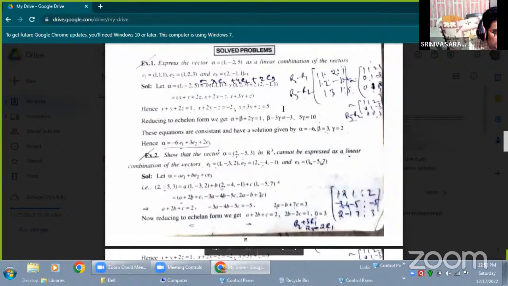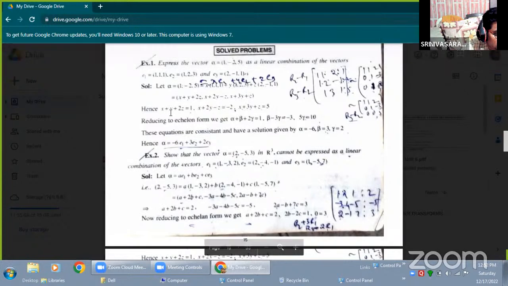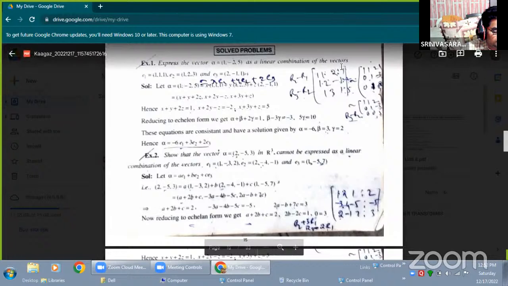Now, arrange these three equations in matrix representation. First write the coefficient matrix, 1, 1, 1, 2, and the augmented part is 1. The constant elements are also included, that is the augmented matrix: 1, 2, minus 1, and the element is minus 2; 1, 3, 1, and 5.